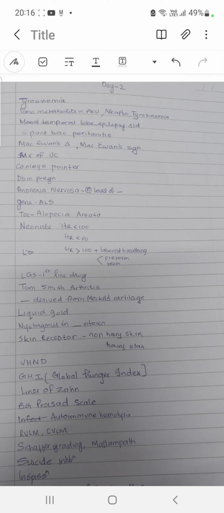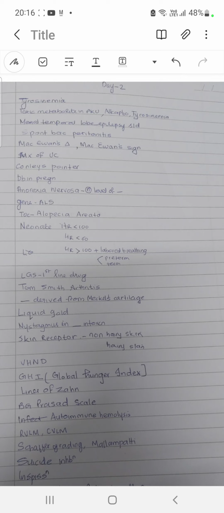Tom Smith arthritis is septic arthritis. So telescopy test will be positive. The limb will be shortened. There will be more movement in that joint, the hip joint. To differentiate it from developmental dysplasia of hip, the acetabulum is normal here, whereas in DDH, acetabulum is shallow.